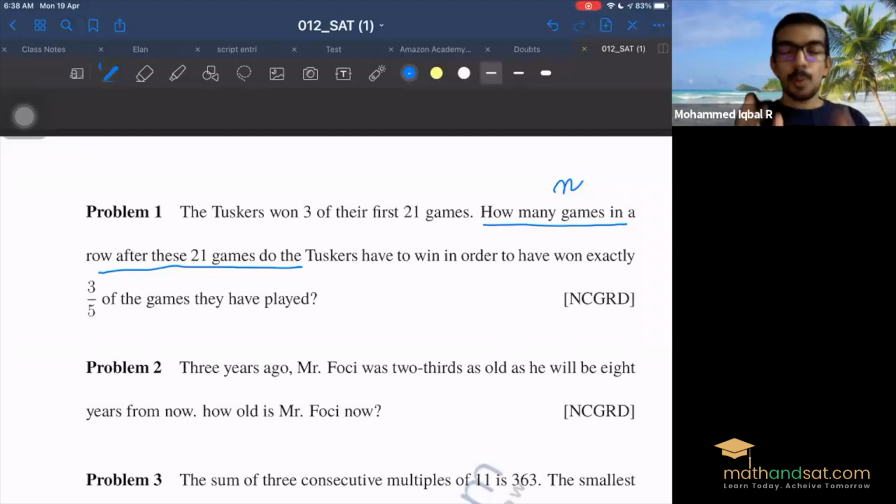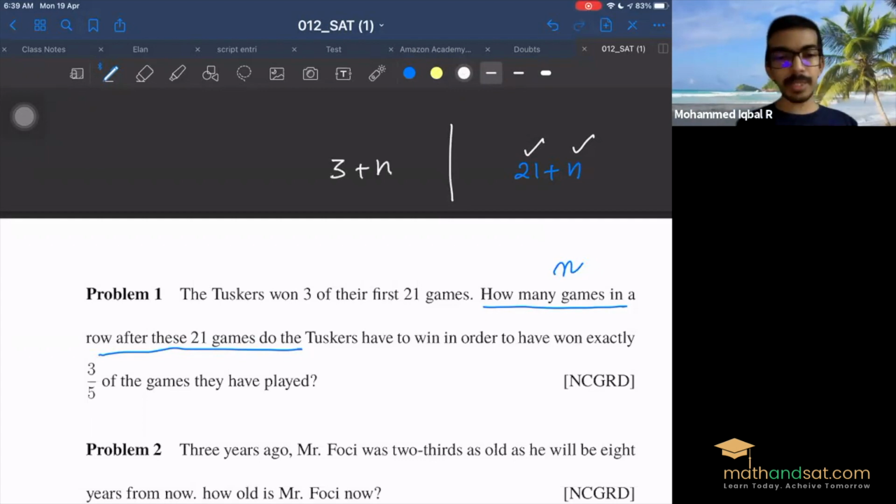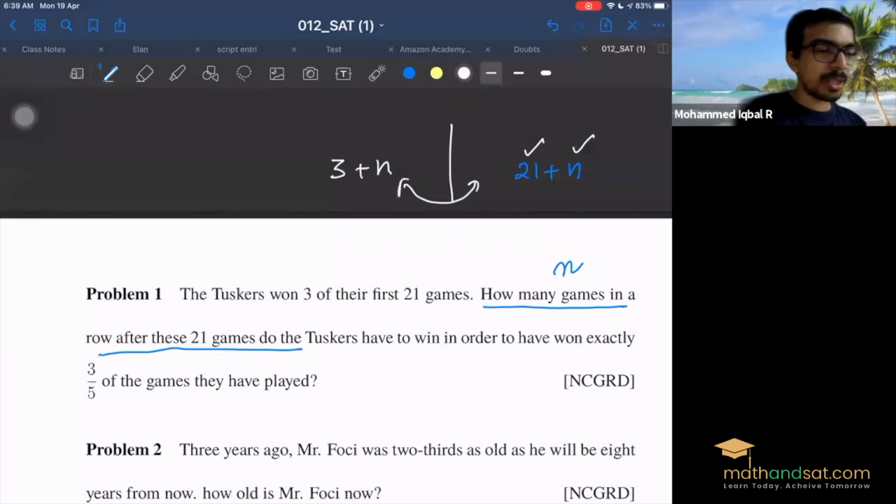Now, the total number of games that they would have played will be 21 plus n. Okay, they have already played 21. They're playing n more. And the total number of games they would have won is 3 plus n, because they have already won 3 games and they're going to win n more games because they're going to win all the games. Now, the value of n should be in such a way that the ratio of these two numbers will be 3:5.